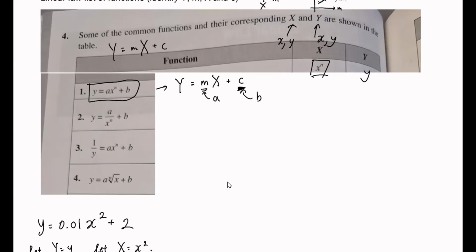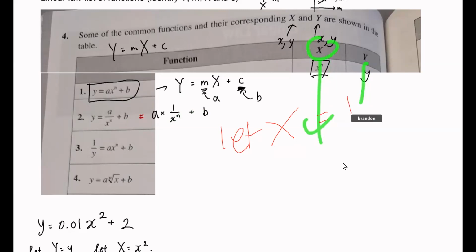Wait, are you? Mic test. Mic test, can you hear me? Are you writing something? Oh, sorry. Oh, yes, I am. I forgot to resume. Sorry. Can you see? I give you a hint. A times 1 over x power n plus b. So what do you think is your big Y and your big X?